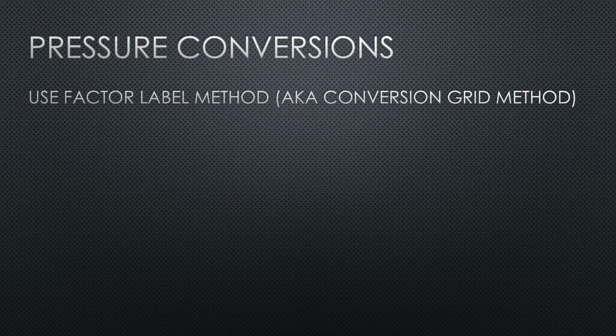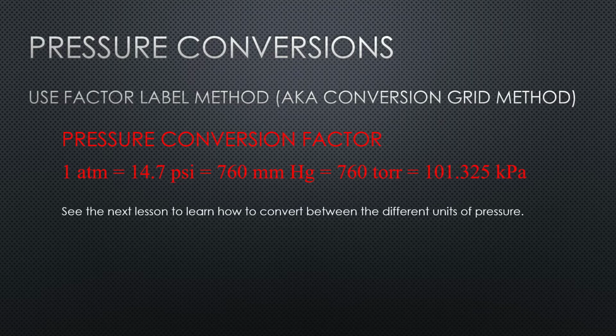For pressure conversions, you'll use the factor label method, or what some teachers call the conversion grid method. Here's the pressure conversion factor. All of these units are equivalent. 1 atmosphere equals 14.7 pounds per square inch. That equals 760 millimeters of mercury, which is also known as torr, and that's equivalent to 101.325 kilopascals. Those are all equivalent to the atmospheric pressure of the Earth at sea level.